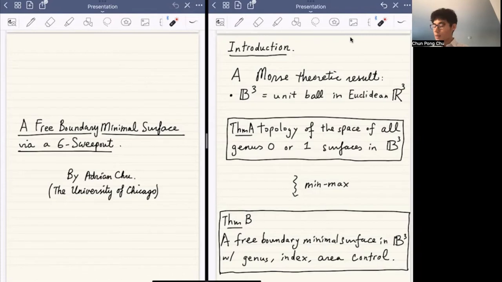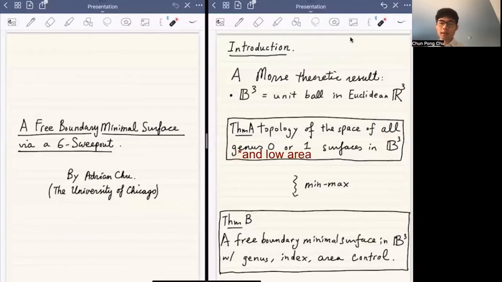So let B3 denote the unit ball in the three-dimensional Euclidean space. And we'll concern the area functional defined on the space of all surfaces in B3. But in this talk in particular, we'll be more interested in the topology of the space of all surfaces that have genus 0 or 1 in B3.